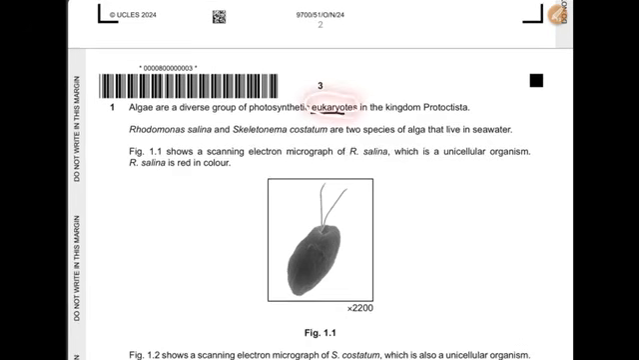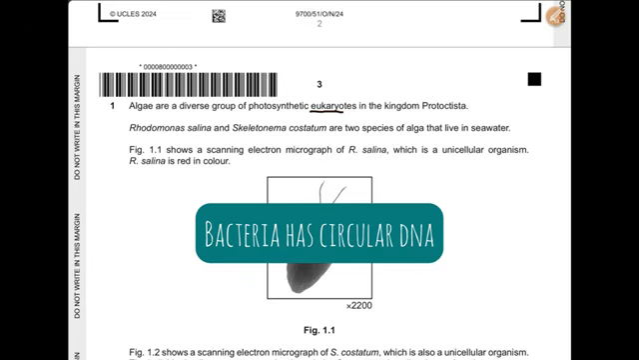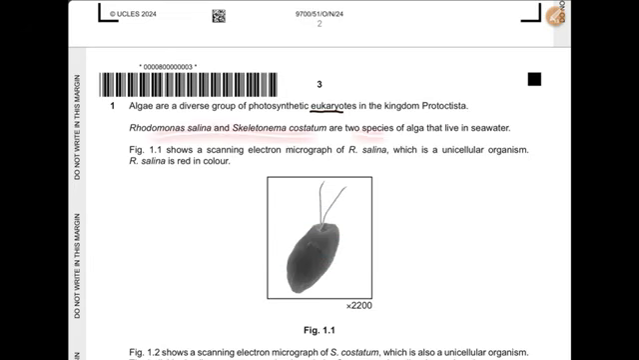What are eukaryotes? Eukaryotes are cells which do have a nucleus inside them, for example, plants, animals, fungi. On the other hand, bacteria is a prokaryote. It does not have a nucleus. It only has DNA. Then these are two species of algae that live in seawater.